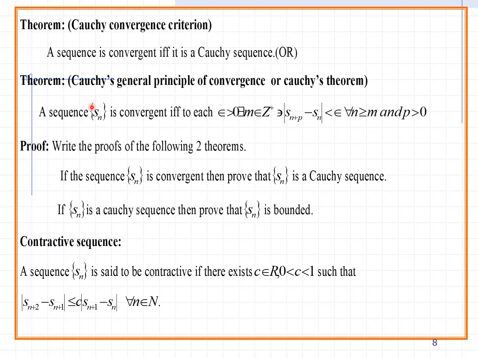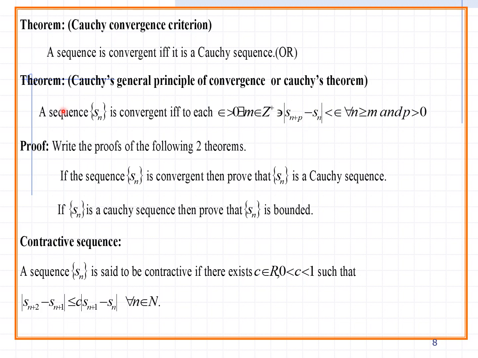So a sequence Sn is convergent. Once it is convergent, what can you prove? For epsilon greater than 0 there exists m belongs to Z plus such that modulus Sn plus p minus Sn less than epsilon. Actually we proved Sp minus Sq less than epsilon, but here it is taken as n plus p.